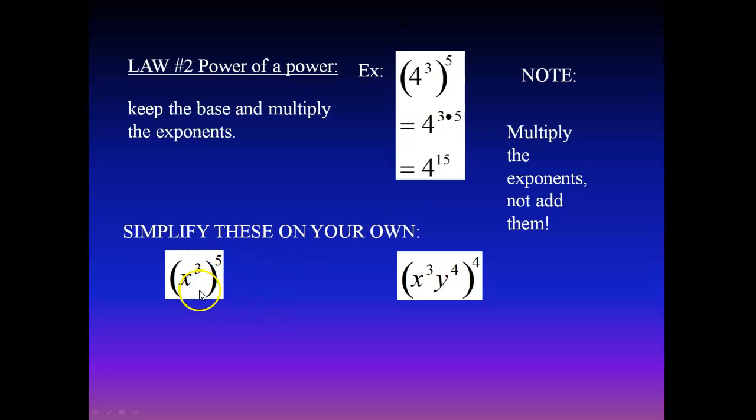Remember to multiply the exponents, not add them. So let's simplify these on your own. x to the power of 3, everything to the fifth power. So keep the same base, x. 3 times 5 is 15. Voila! Here's the answer, x to the power of 15.